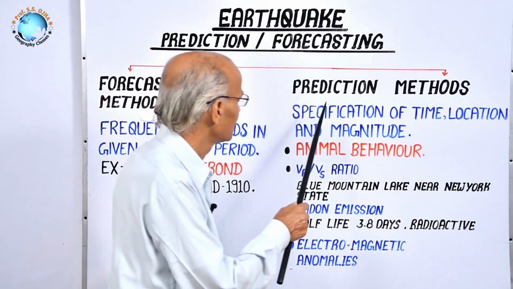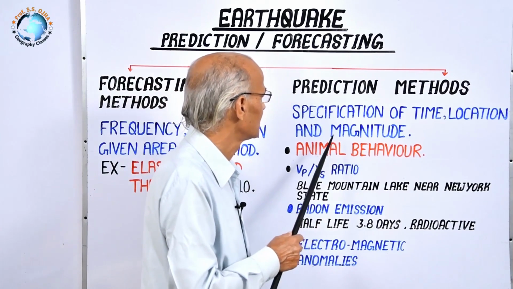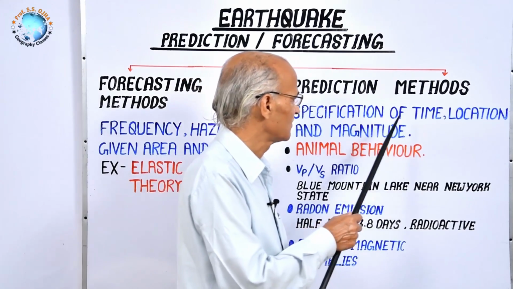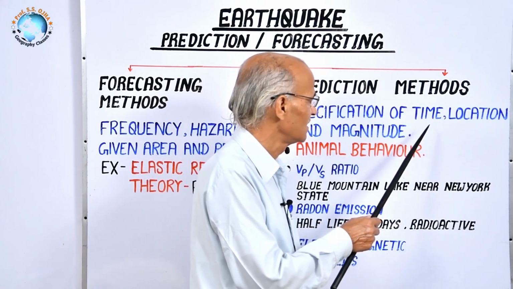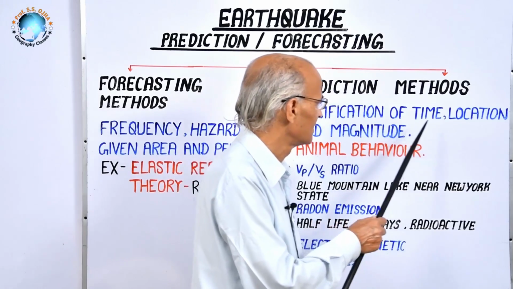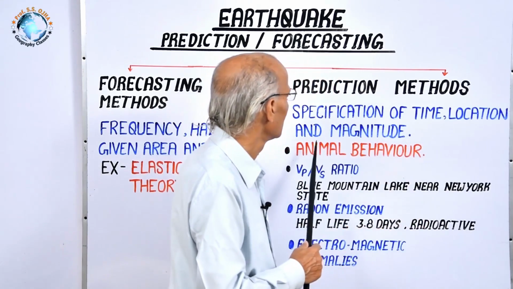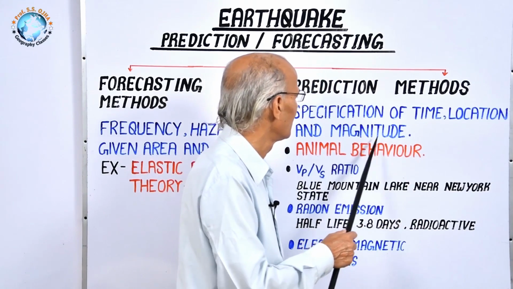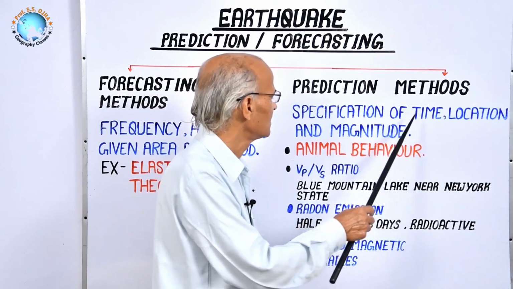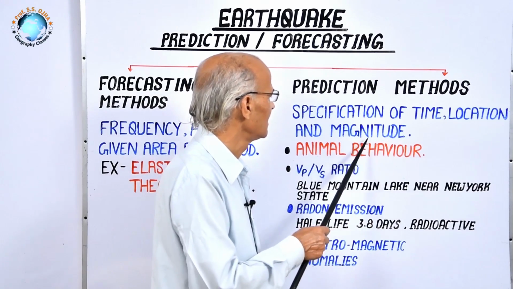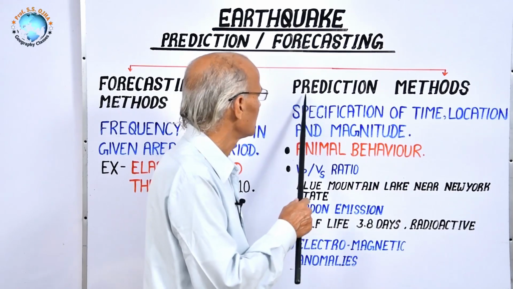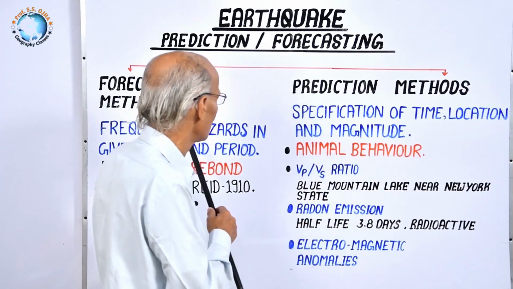The prediction of earthquake is different from forecasting. In prediction, there is a specification of time, meaning it is predicted within a particular period of time. Second, location is also fixed. Third, magnitude is also predicted. So these three things are predicted for a shorter period and a particular location. So prediction differs from forecasting.